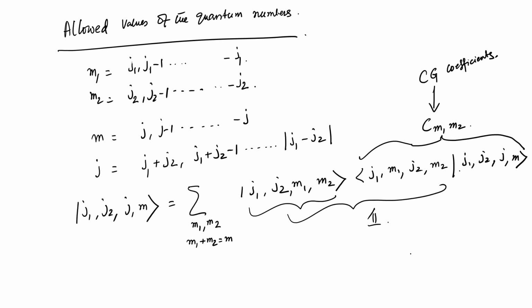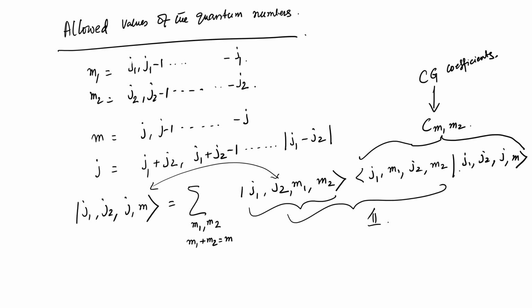So, you see that the left has one description and the right has this description. It is a connection between this description and this description, and the coefficient is what you need to find out, and these are called the Clebsch-Gordan coefficients.